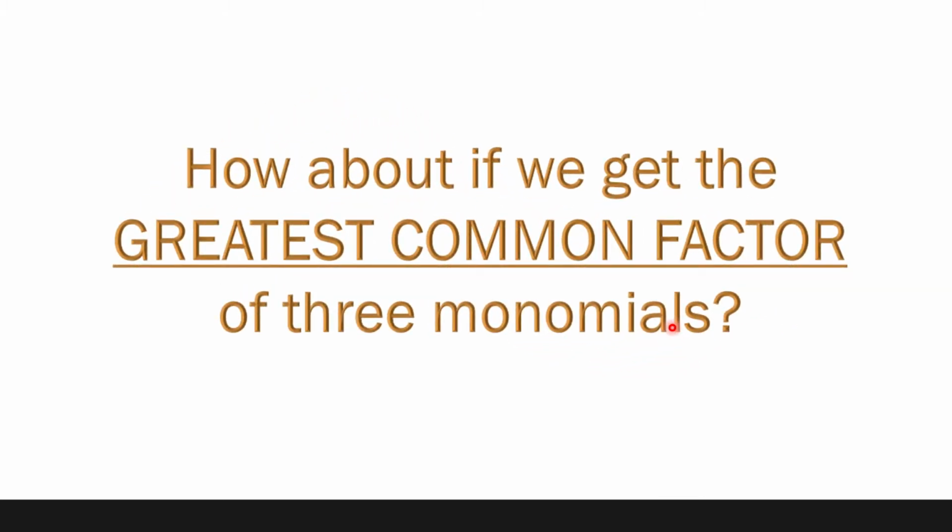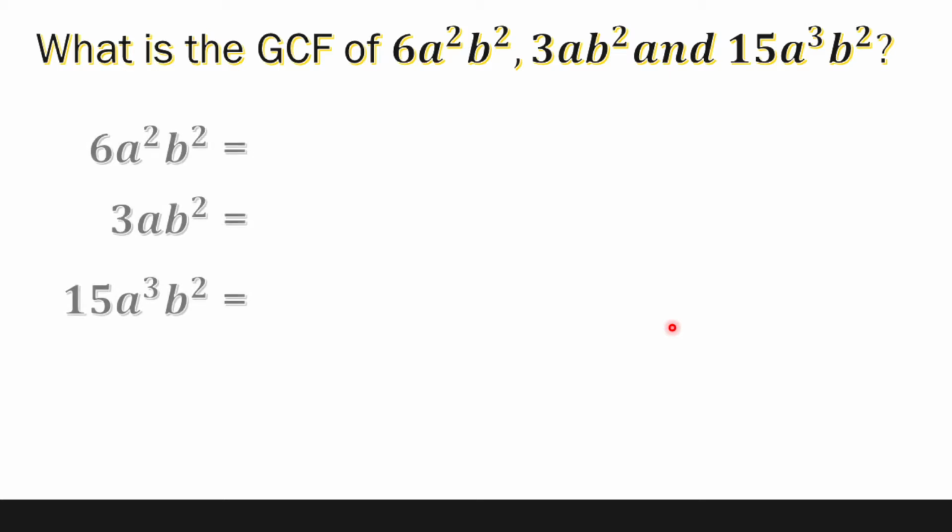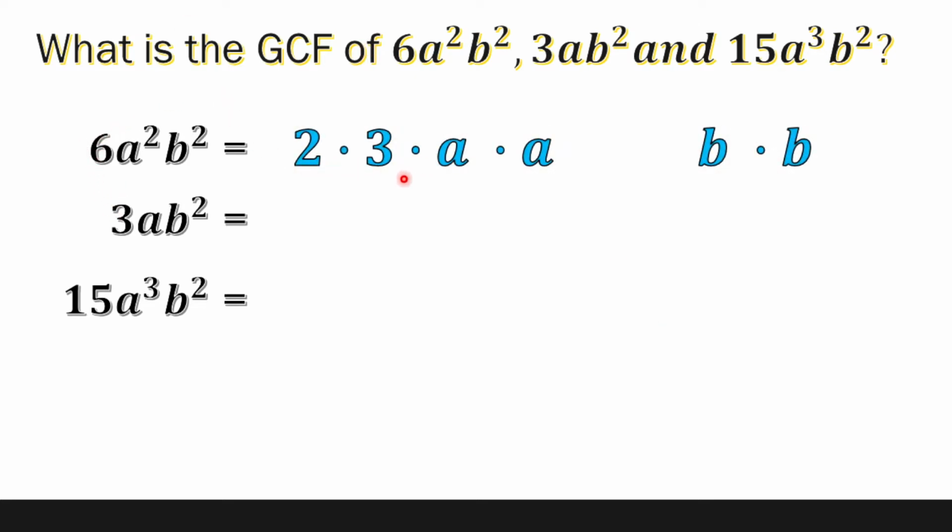Okay? So, how about if we get the greatest common factor of 3 monomials? Tatlo na. Okay. So, halimbawa, tatlong monomial. We have 6a squared b squared, 3ab squared, and 15a cubed b squared. So, here we have 6a squared b squared. Si 6 magiging 2 times 3. Si a, dalawa. Si b, dalawa.